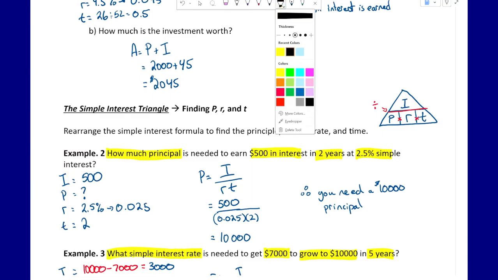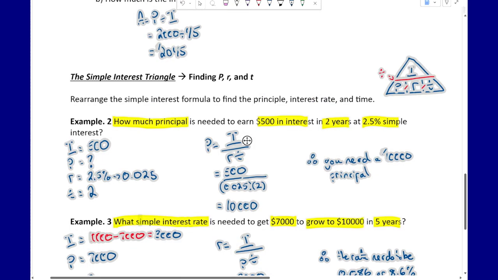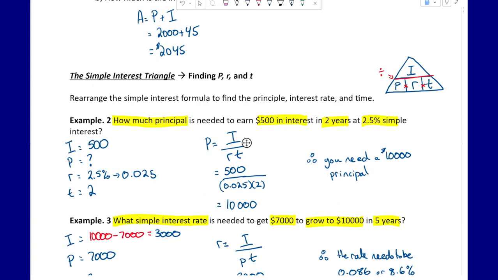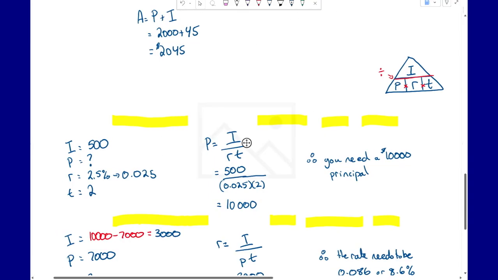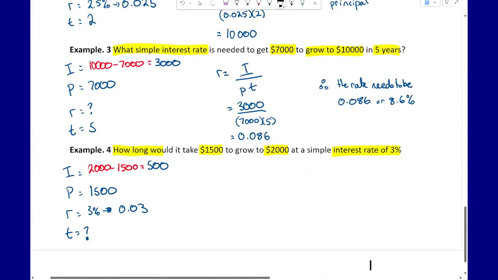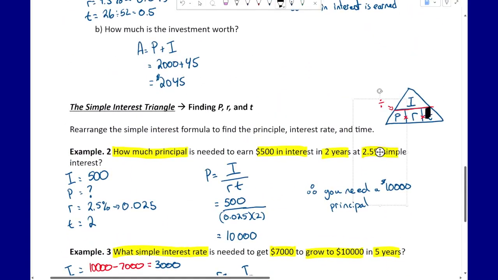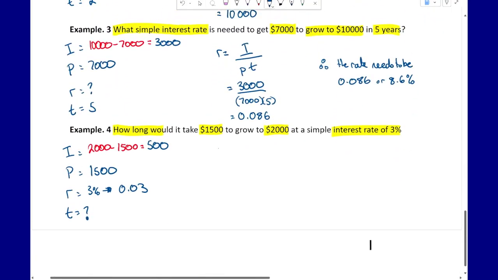If I'm looking for the time, I'm going to cover up t, and whatever's left over is going to be my formula. Here we have I over P times R. So that is going to be my formula: time is equal to I over P times R.